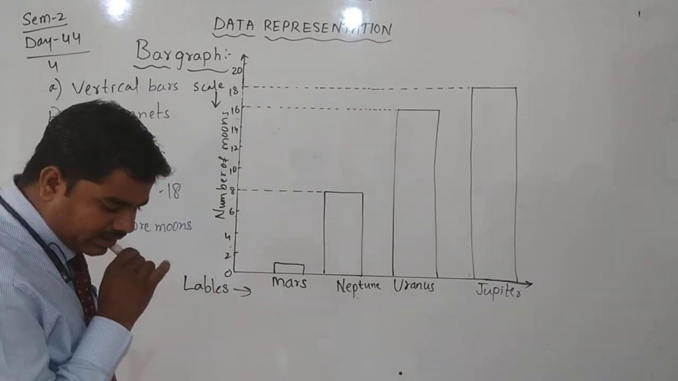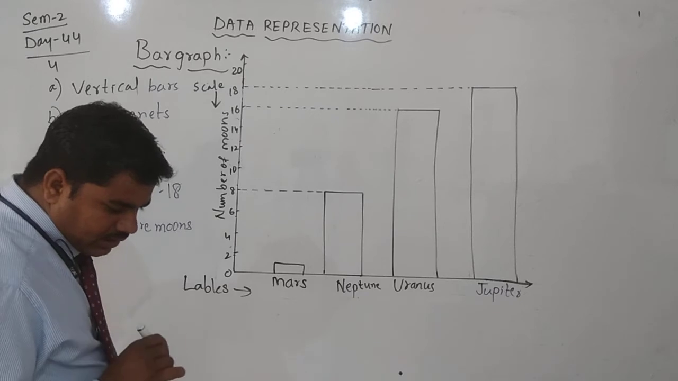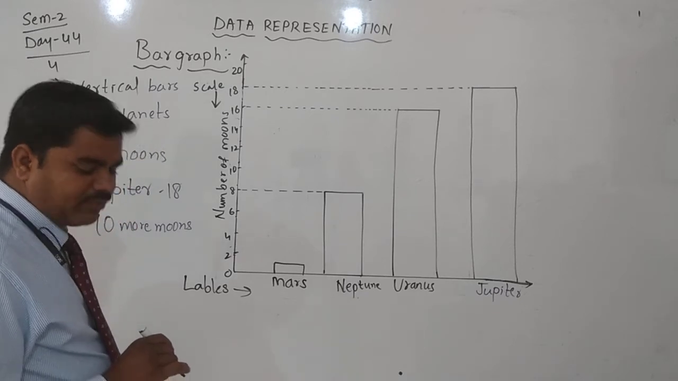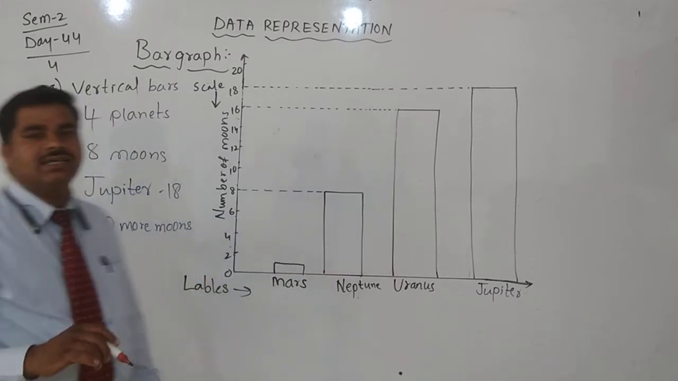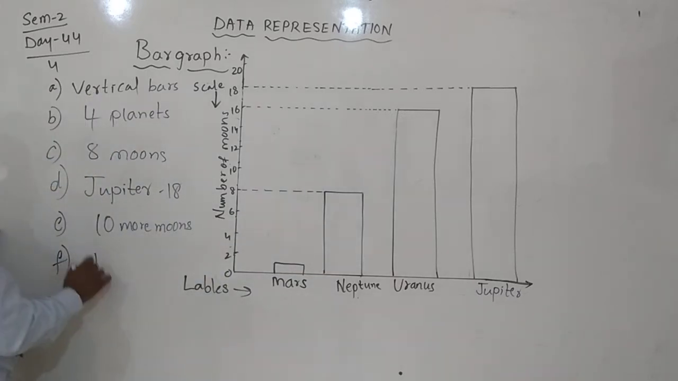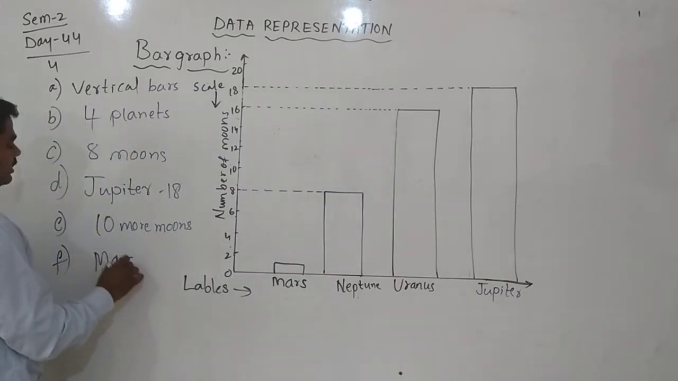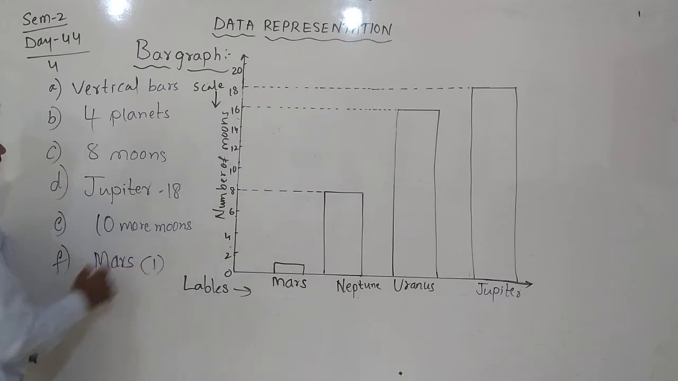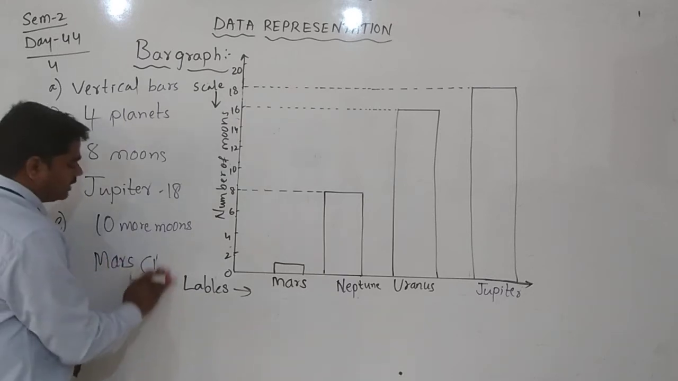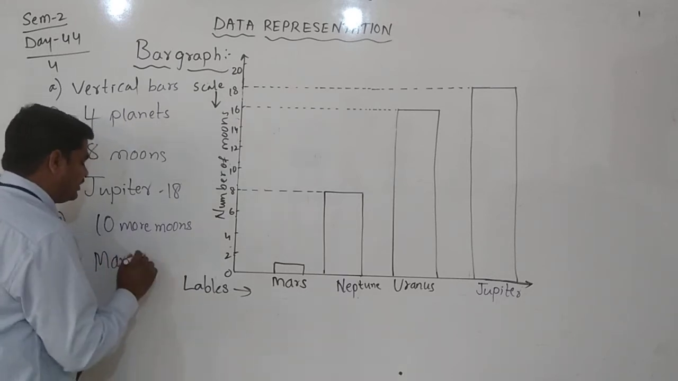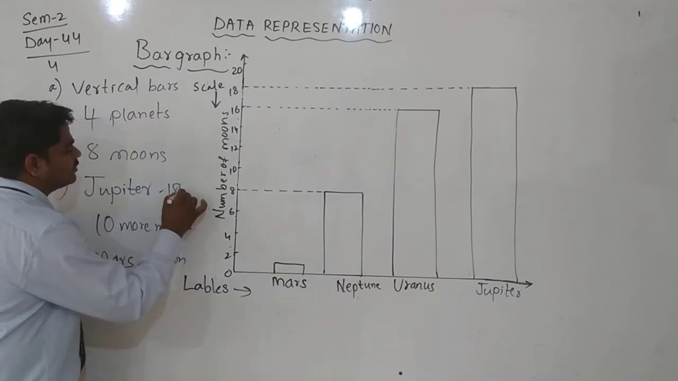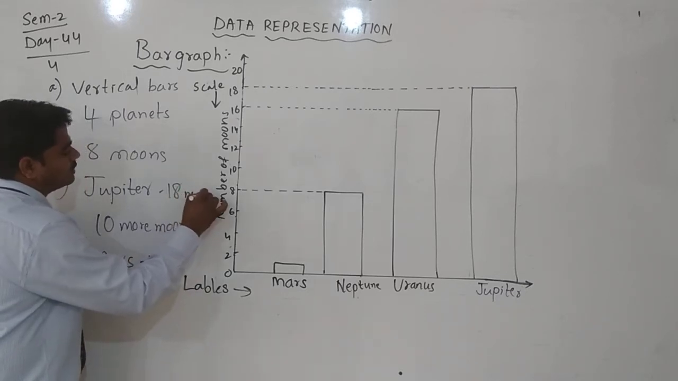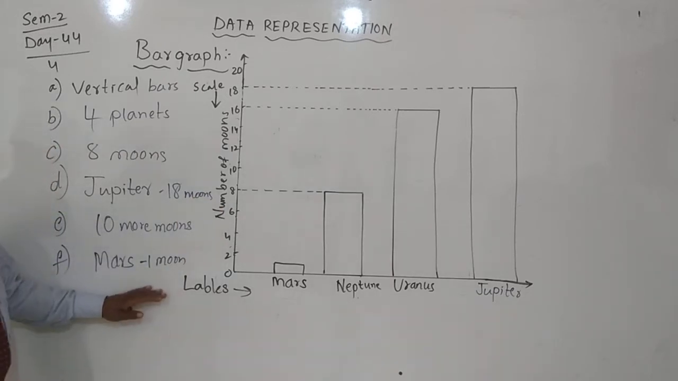Next is F. Which planet has the least number of moons? Which planet among these? That is Mars. It has only one moon. Mars has only one moon. Here the Mars planet has one moon. Here it is most, 18 moons. Here one. Clear? This is the question.